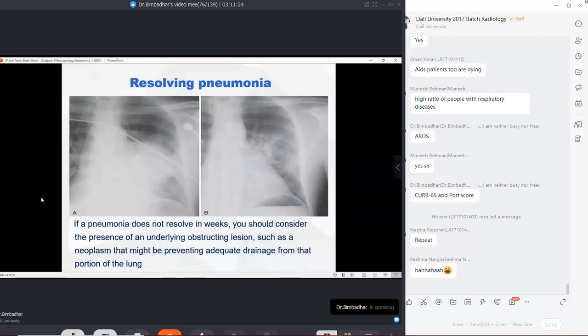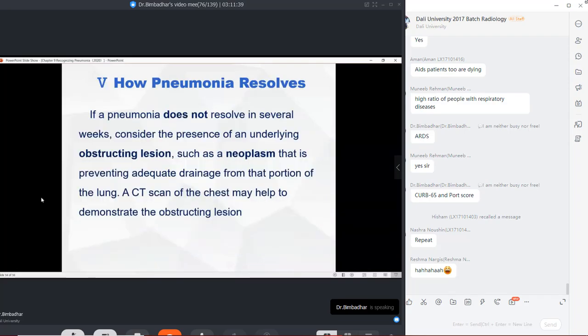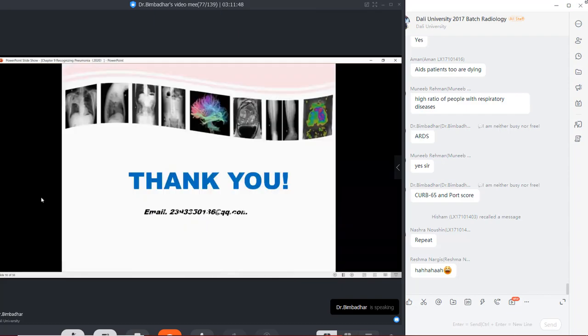Okay, in pneumonia, if the pneumonia does not resolve in weeks, you should be thinking of an obstructive lesion, right? You should be thinking of a lung cancer, generally bronchogenic adenocarcinoma, right? You should be thinking of it. But if pneumonia does not resolve, think of an obstructing lesion, neoplasm, and you have to follow up with a chest CT scan.